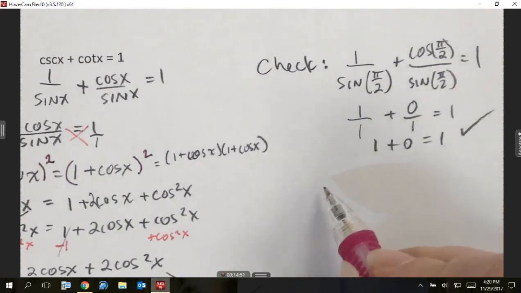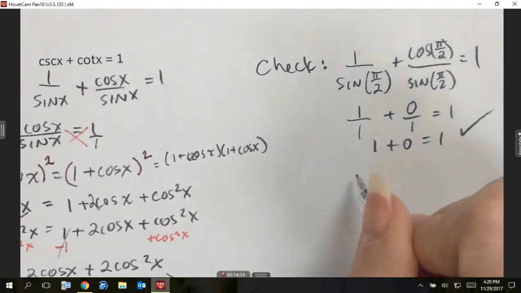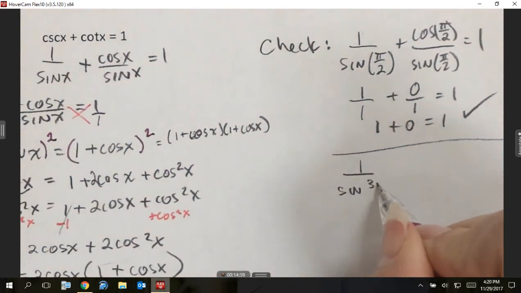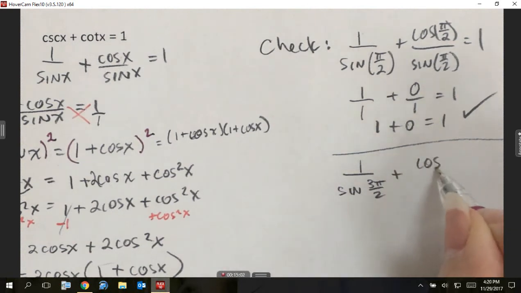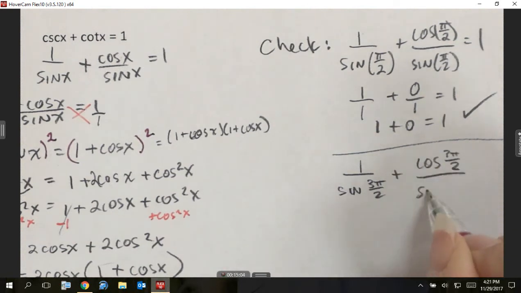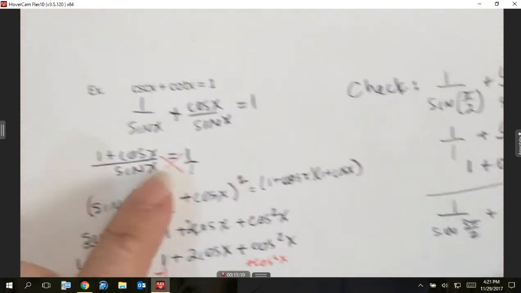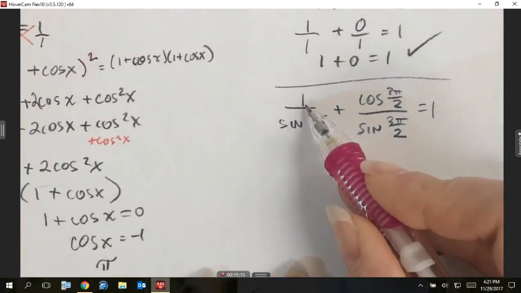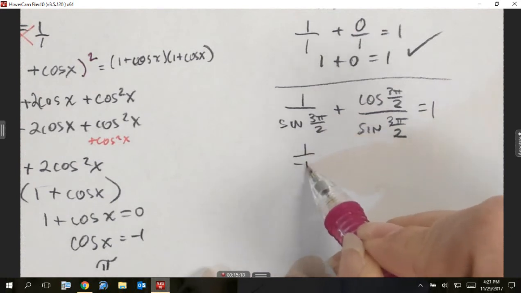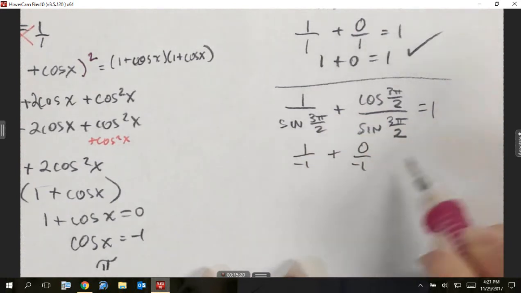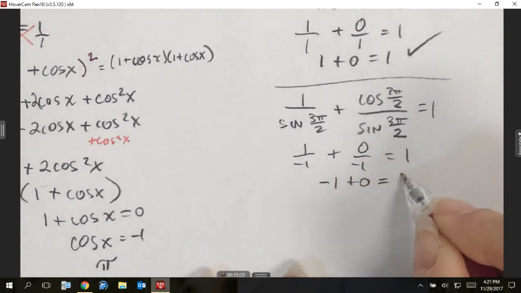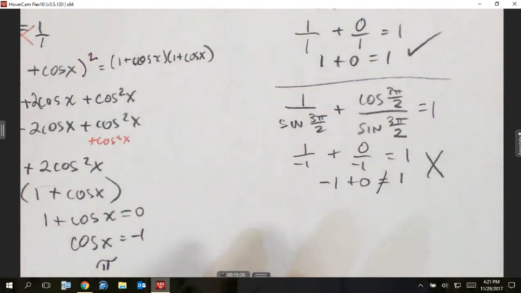So let's see what happens when we plug in 3 pi over 2. 1 over sine at 3 pi over 2 plus cosine 3 pi over 2 over sine 3 pi over 2. I guess I could have checked it in this equation too. Anyway, has to equal 1. Now sine at 3 pi over 2 is negative 1. Cosine is 0, sine is negative 1. So when I add these together, I get negative 1 plus 0 equals negative 1, or equals 1, and no, it does not. That one does not check.